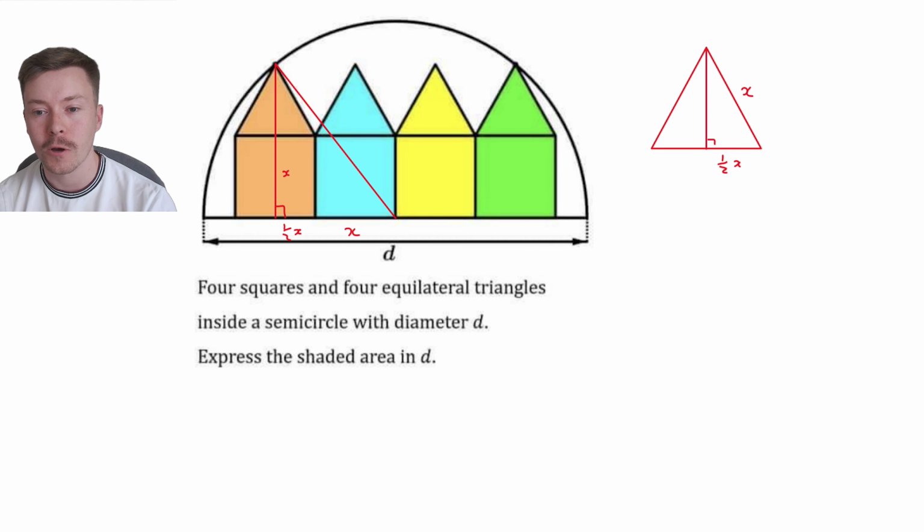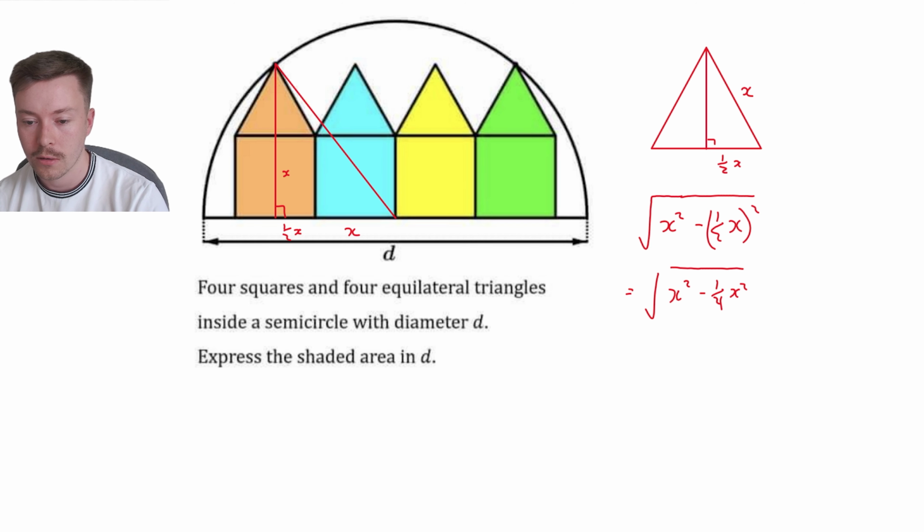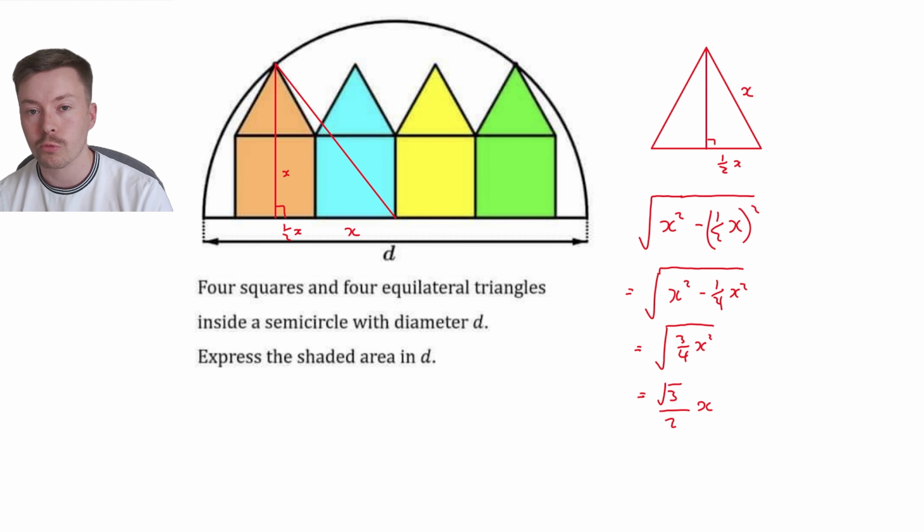Now I'm going to use Pythagoras to work out the height of the triangle, and so the height of the triangle must be the square root of x squared, the hypotenuse, minus a half x squared. Now that is going to give me, when we simplify it, x squared minus a quarter x squared, which is the square root of 3/4 x squared, and we get a final answer of root 3 over 2 times x. So root 3 over 2x. Let's tidy that all up and put that on the diagram.